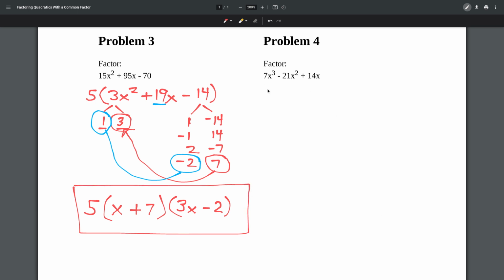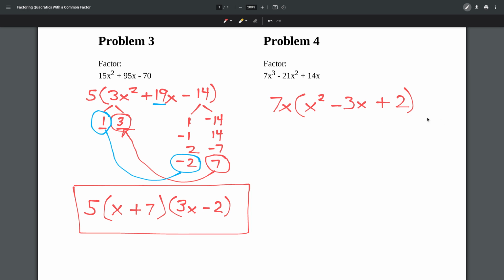Okay, let's look at problem 4. We have 7x cubed minus 21x squared plus 14x. Now, all of these have an x in them, and they're also all divisible by 7. So I can pull out the greatest common factor of all three, which is going to be 7x. So I'm going to write 7x on the outside, and that'll be times x squared minus 3x plus 2.